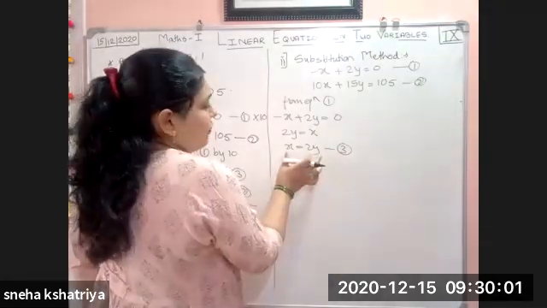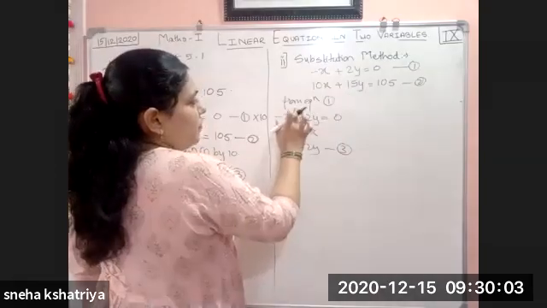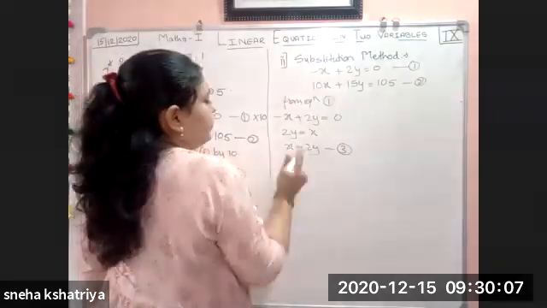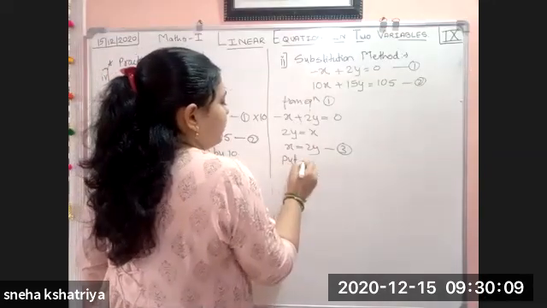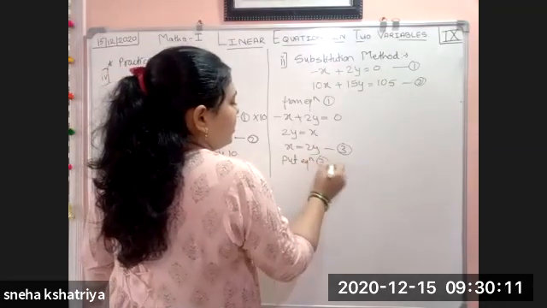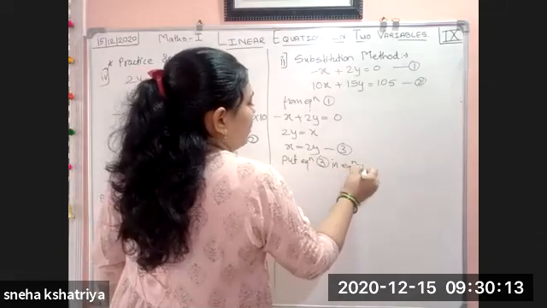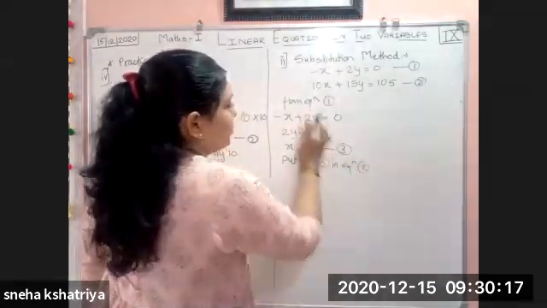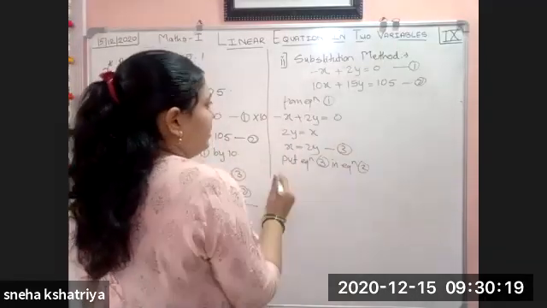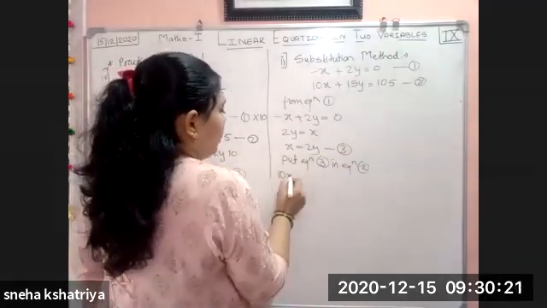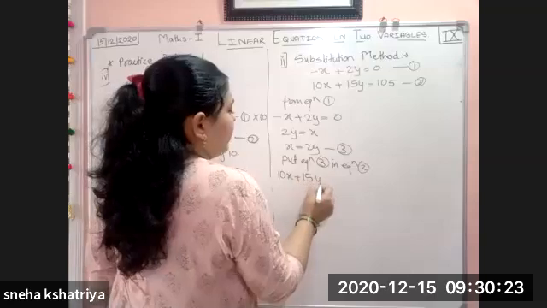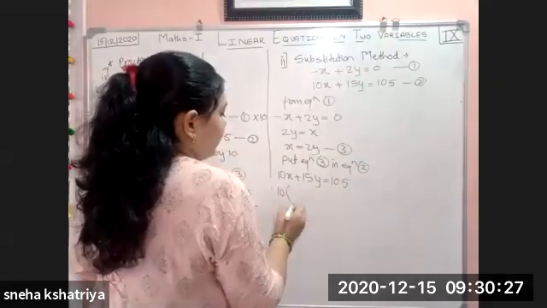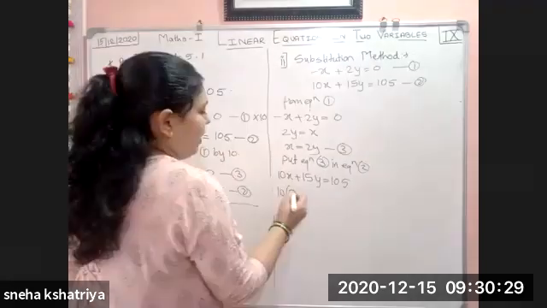Put the value of x in equation 2, because from 1 we are finding. So from 1 if we are finding, then put in 2. So put equation 3 in equation 2. What is equation 2? 10x plus 15y is equal to 105. So this becomes 10 into, what is x?